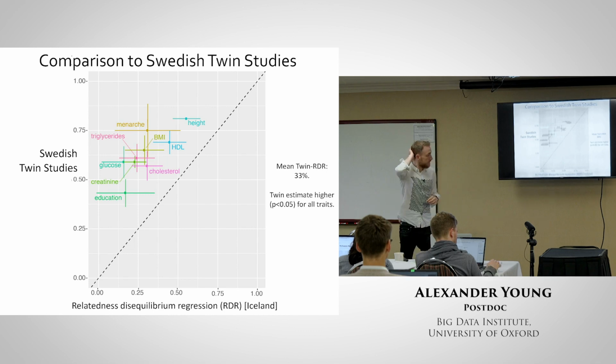If you compare to twin studies, then you see a big difference across all the traits. Basically, the caveat here is that the twins are from Sweden and my analysis is from Iceland, so it'd be nice to do the method in the same population, but the Icelandic population is so small there aren't even enough monozygotic twins to do a proper twin study.